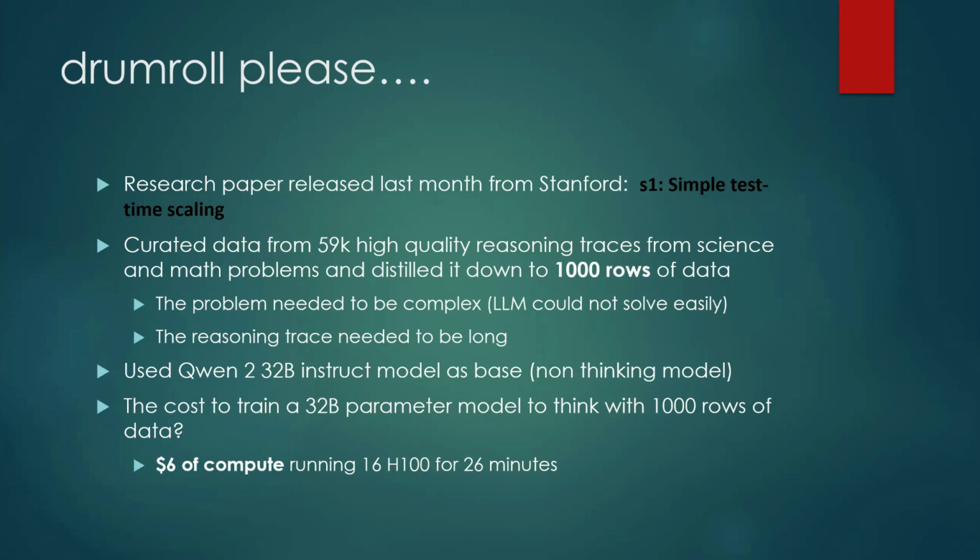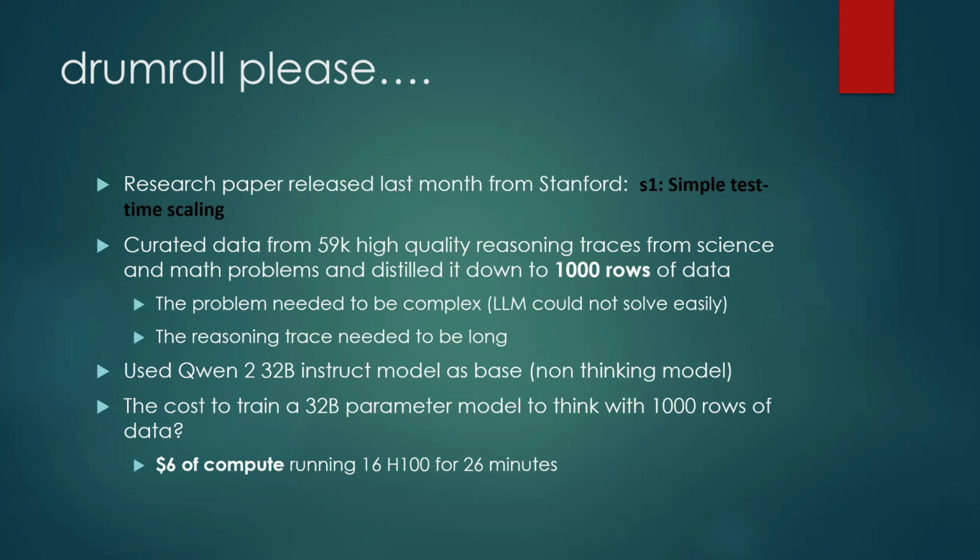They used a heuristic and ran the questions against existing frontier models, asking whether the problem could be solved easily with the model. If it could, they rejected it because it was too easy. And if the reasoning trace was too short, they rejected it as well. With those two criteria, they got it down to about 1,000 rows.